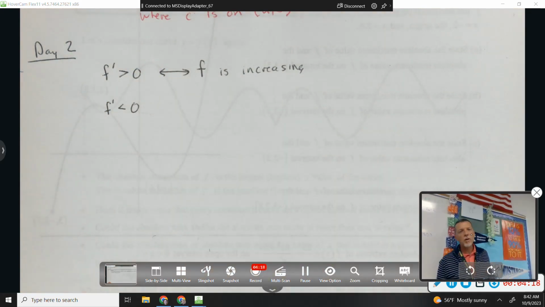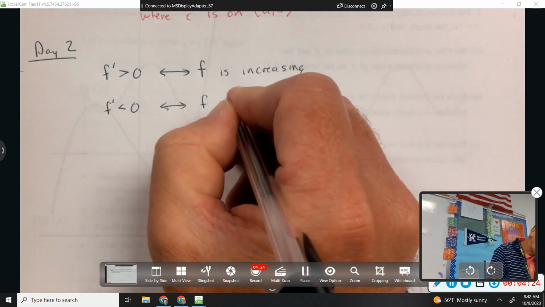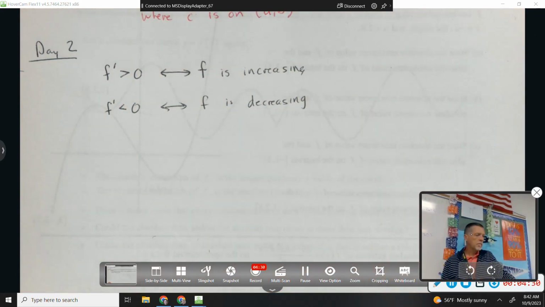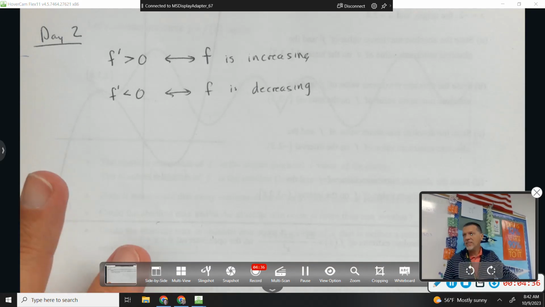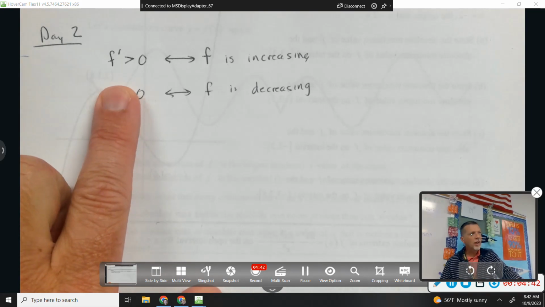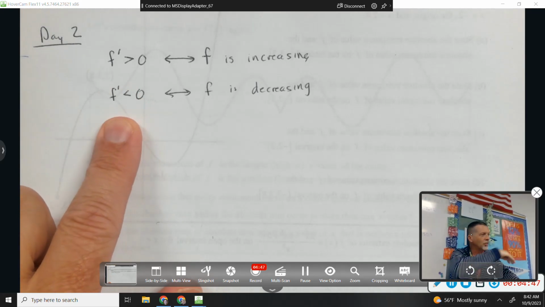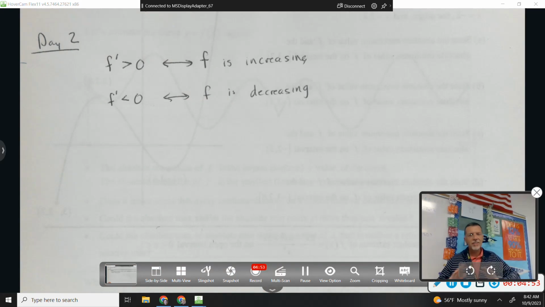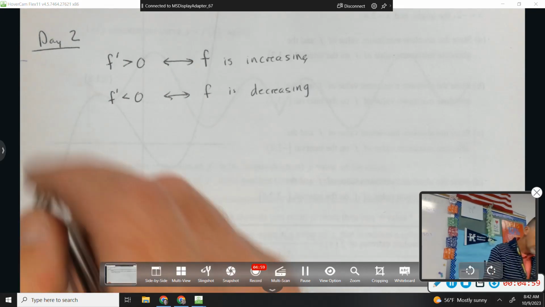And then the other one, if f prime is negative, then that means f is decreasing. This is where I hope I mentioned that this is not a memorize situation. This is like understand what derivative means. Derivative means slope. Well, if slope is positive, then you're going up, so you're increasing. If slope is negative, then that means you're going down, you're decreasing. So this isn't one of those things like you put on a note card and memorize and make flashcards out of. It's like, no, you understand what derivative means, and that tells you what the function is doing.